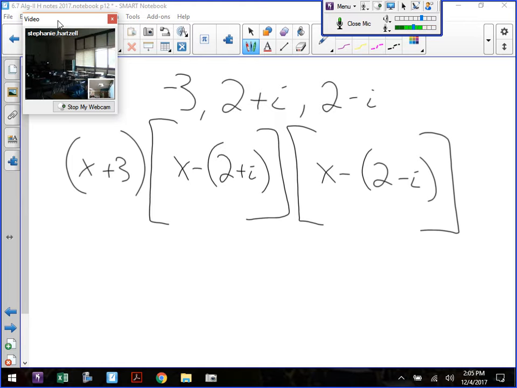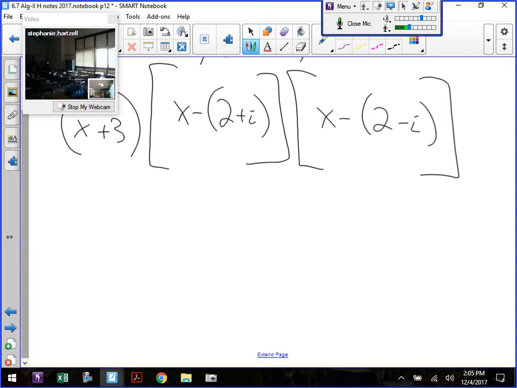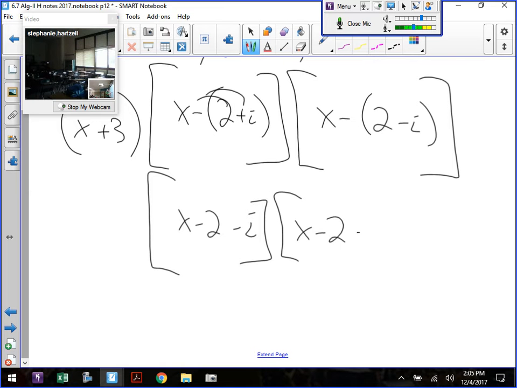As you get into this, the next scenario is that I would distribute my negative. Bear in mind this x plus 3 is still here. I'm just going to leave it there, and I'll bring it down at the end. So I'm going to distribute this negative to both parts. I'm going to get x minus 2 minus i, x minus 2 plus i. This 2 here is a positive, so it becomes a negative there.